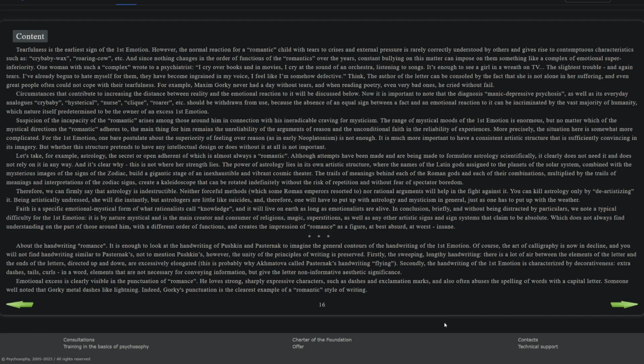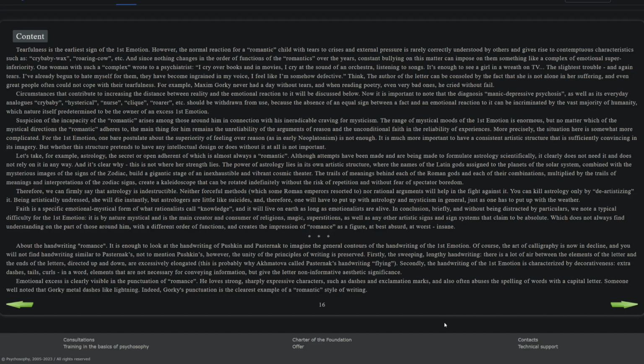Circumstances that contribute to increasing the distance between reality and the emotional reaction to it will be discussed below. Now it is important to note that the diagnosis, manic depressive psychosis, as well as its everyday analogs, crybaby, hysterical, nurse, clique, roarer, should be withdrawn from use, because the absence of an equal sign between a fact and an emotional reaction to it can be incriminated by the vast majority of humanity, which nature itself predetermined to the owner of an excess in first emotion.